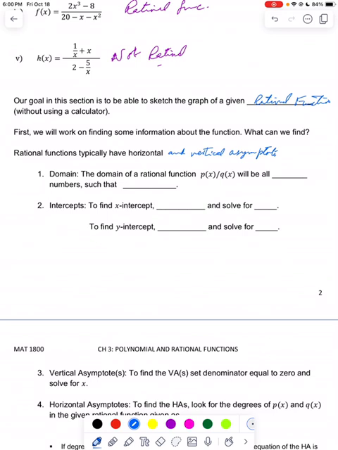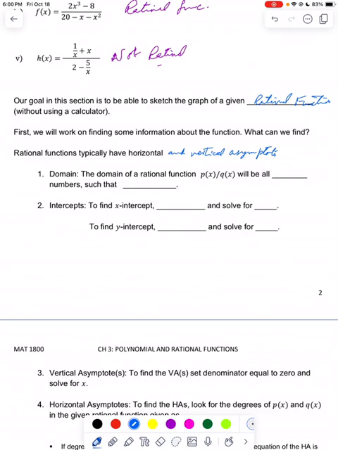So as we have done before, we will get the necessary information about the function, put it together, and then use that information to sketch the graph of the function. So what we need from the function, or what we can easily get from the function, is the domain of the function.